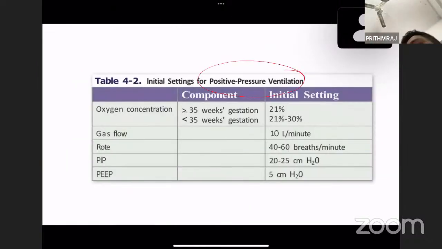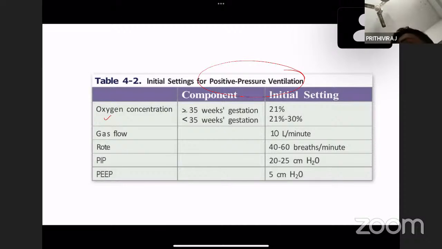And for positive pressure ventilation, the initial settings you must know are a recent addition. Initially, in the early days, they were giving an FiO2 of 100% at the start itself. But now they say giving 100% to the baby will cause detrimental consequences like retinopathy of prematurity, brain damage, and reactive oxygen species related injuries. Due to this, they came up with the concept that you can start resuscitation with room air itself. For any baby of more than 35 weeks gestation, give the initial setting of 21%, and if less than 35 weeks gestation, give 21 to 30%.